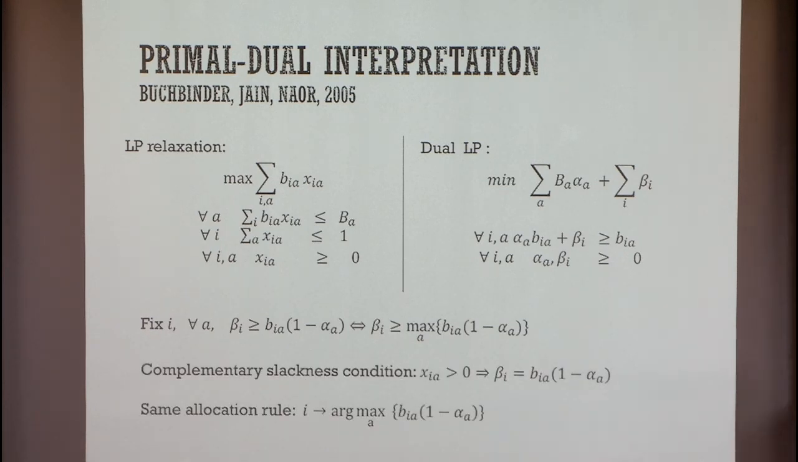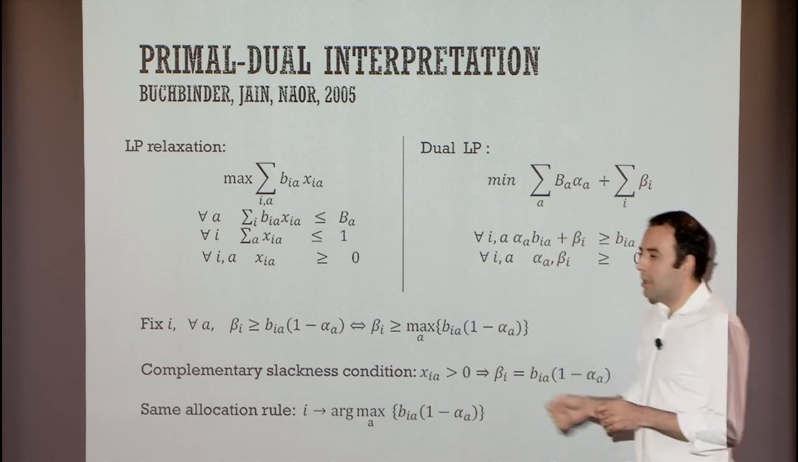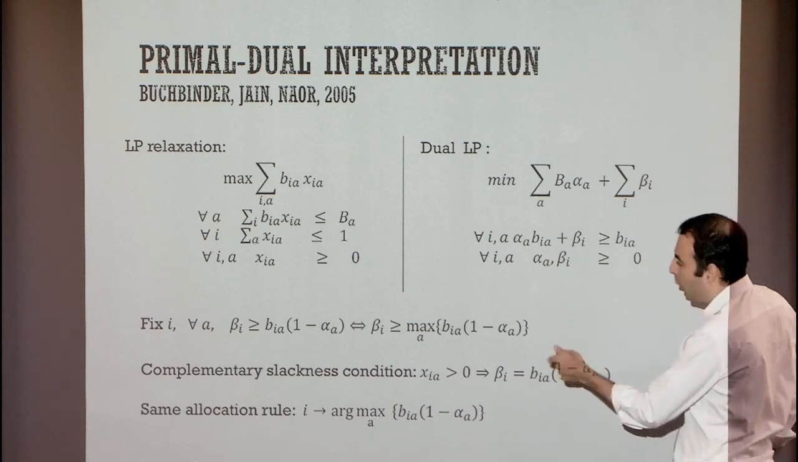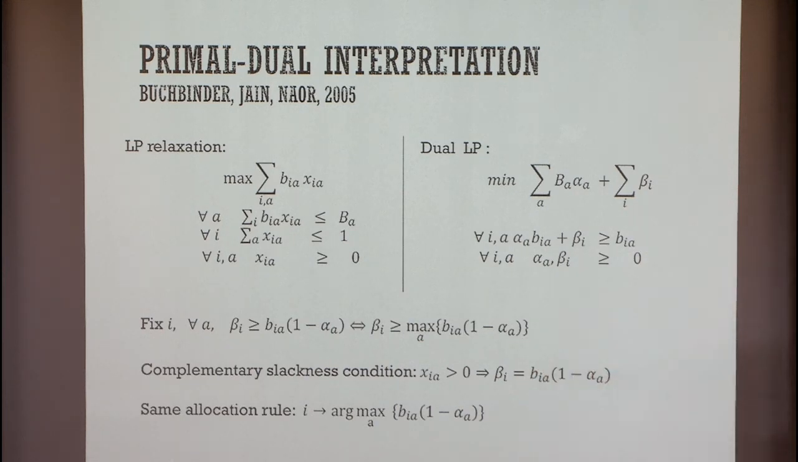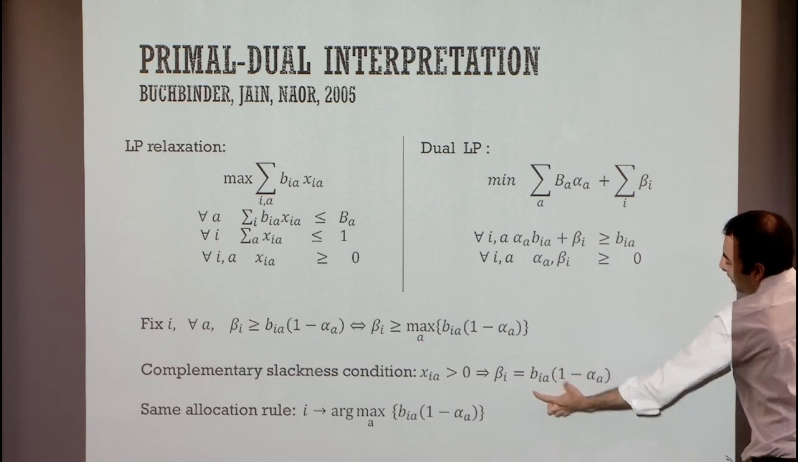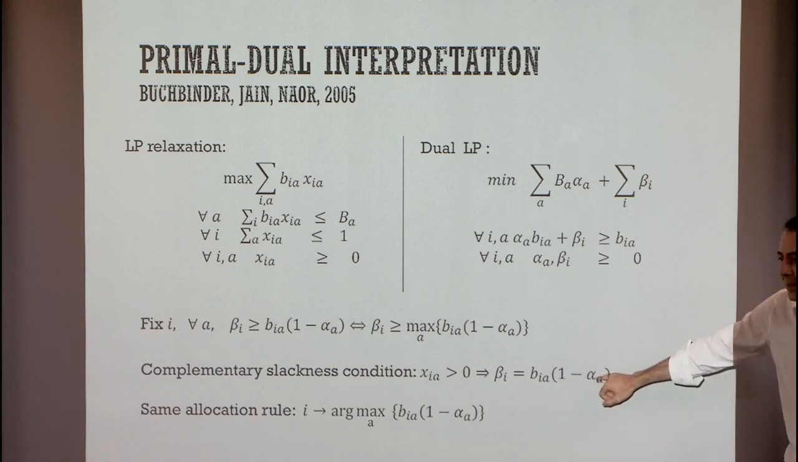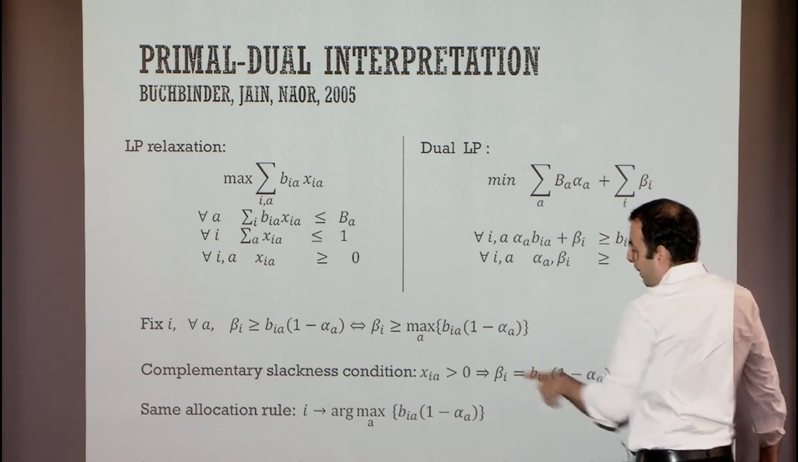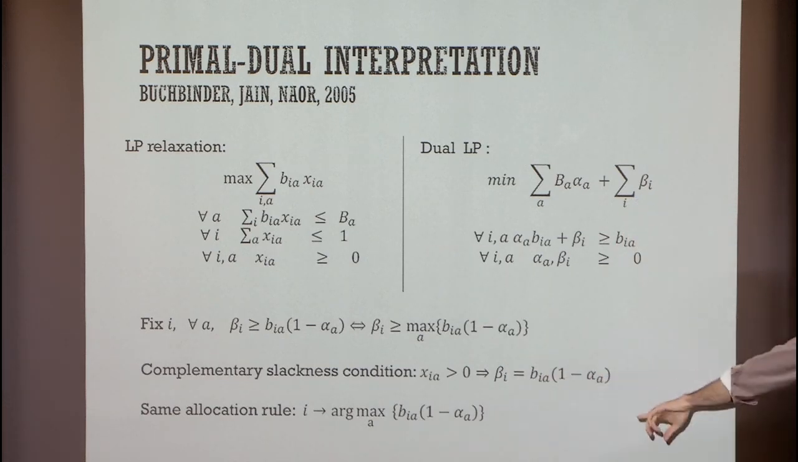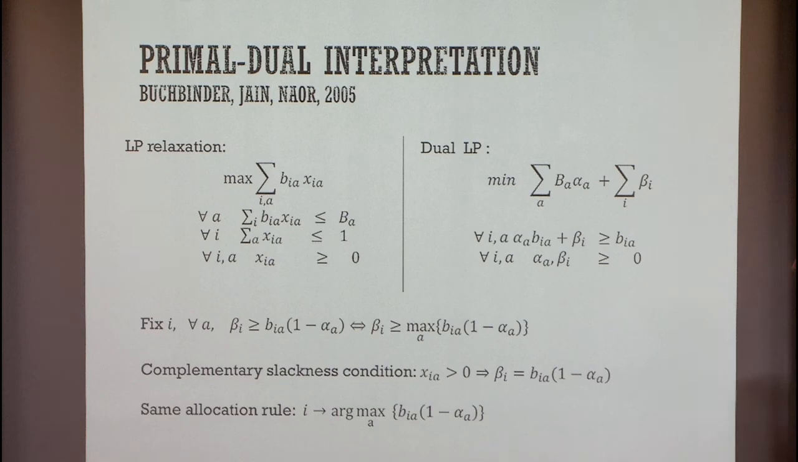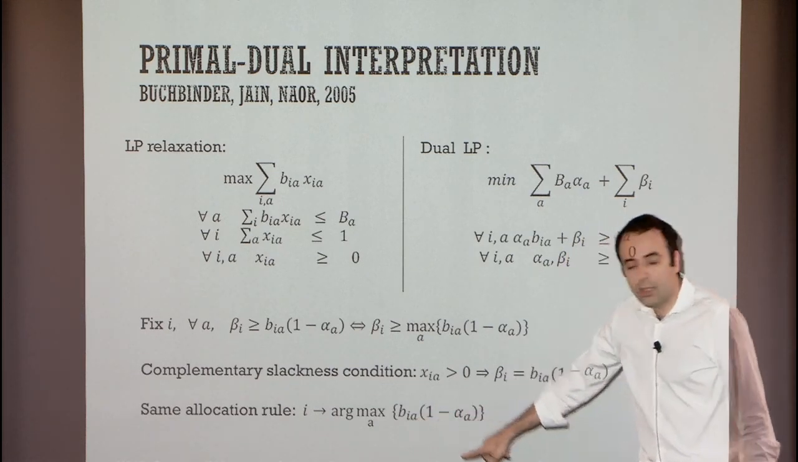Essentially, it says that every advertiser gets a dual corresponding to his or her budget that normalizes the bid of that advertiser. Think about this as the bid of the advertiser, and this is 1 minus alpha of A. Alpha is the variable corresponding to the budget constraint of the advertiser, and it says normalize the bid of the advertiser by that factor, and then give the query to the bidder with the highest normalized bid.